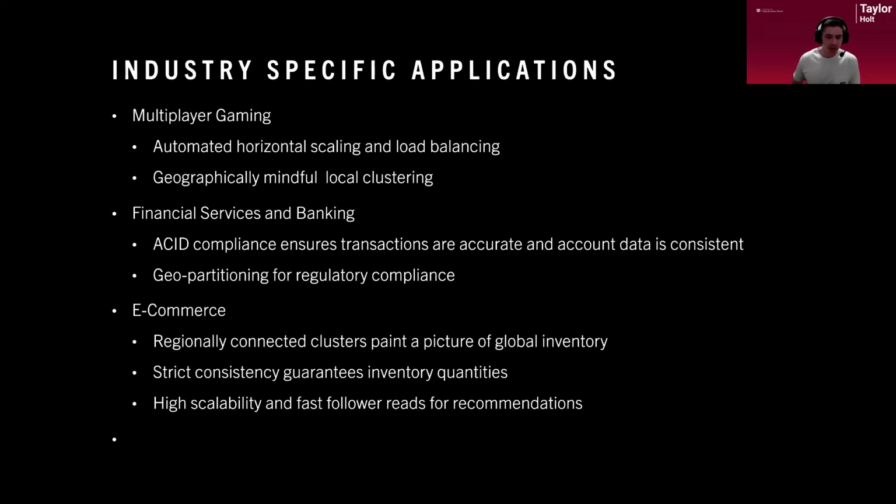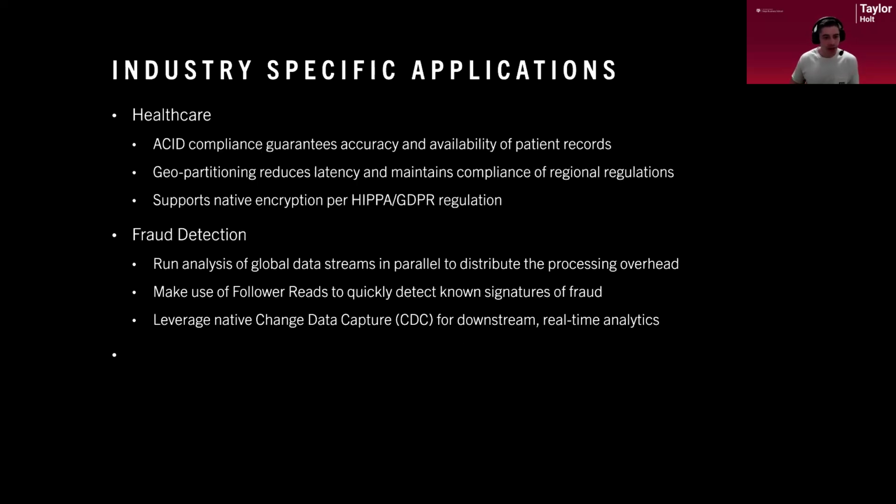E-commerce. Regionally connected clusters paint an overall picture of your global inventory. So no single node has your entire data set, but together they paint a picture of what your global inventory looks like. And then strict consistency guarantees that all those inventory numbers are correct and accurate. And then high scalability and fast follower reads can serve your customers up-to-date recommendations, which is usually a super read heavy process. Slide, please. Additionally, we've got healthcare.